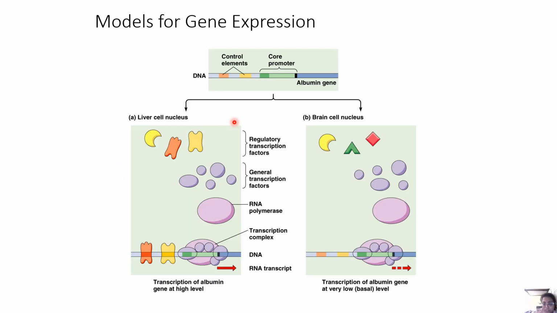Okay, so these are the models for gene expression. Liver cell nucleus, brain cell nucleus, if you can see, control elements, core promoter, albumin gene. These are the regulatory transcription factors, general transcription factors, RNA polymerase, transcription complex, the DNA and the RNA transcript. Transcription of albumin gene at high level in the liver, transcription of albumin gene at low level in the brain cell nucleus.